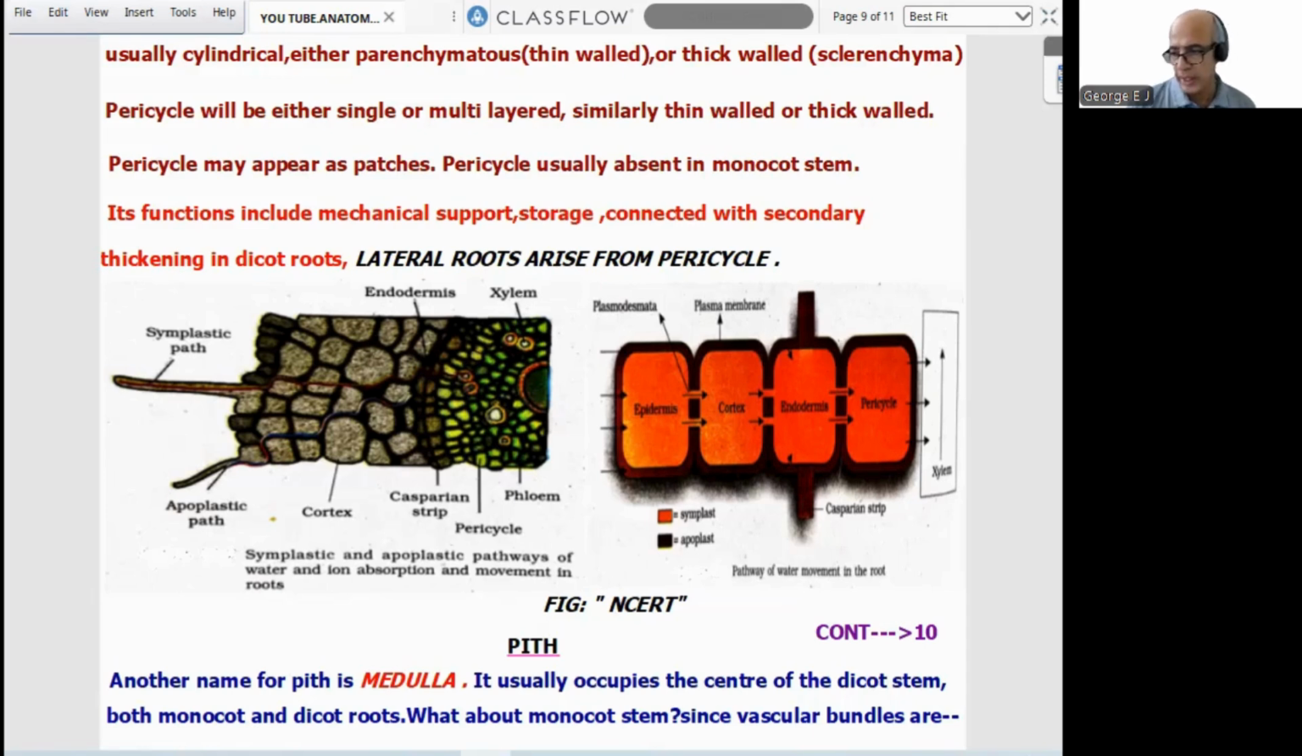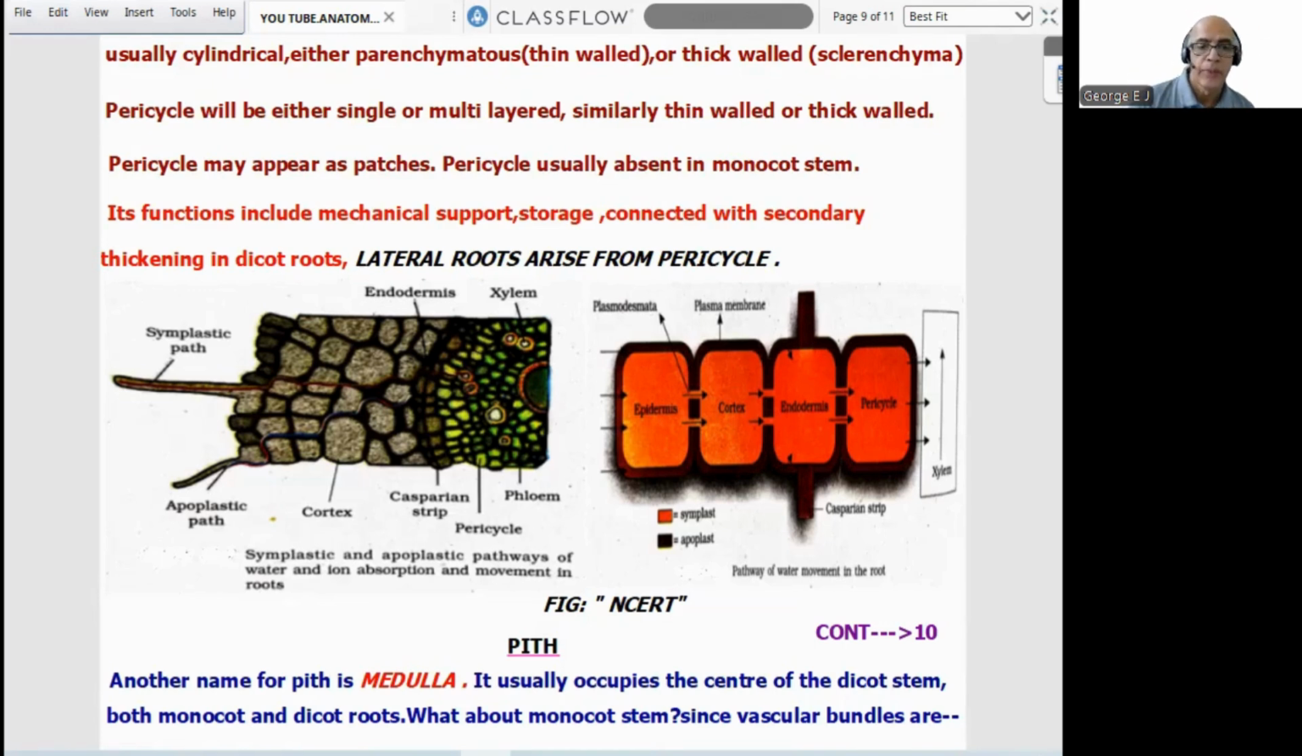Lateral roots arise from the pericycle, so it is a famous diagram. In this endodermis, here it is, the Casparian strip we can find. This is apoplast and symplast movement, presently not in the syllabus. Then the pith, another name is medulla, usually occupies the center in the dicot stem. Then monocot and dicot root. In the monocot stem, we cannot distinguish it; it is scattered. The vascular bundles are scattered. Then the pith mainly contains parenchyma cells with intercellular spaces. But in Compositae and Asteraceae, it will be sclerenchymatous.